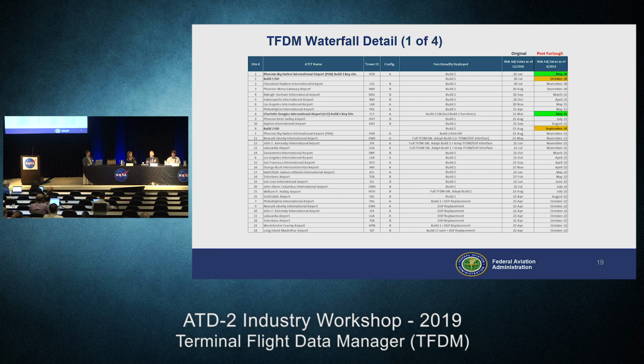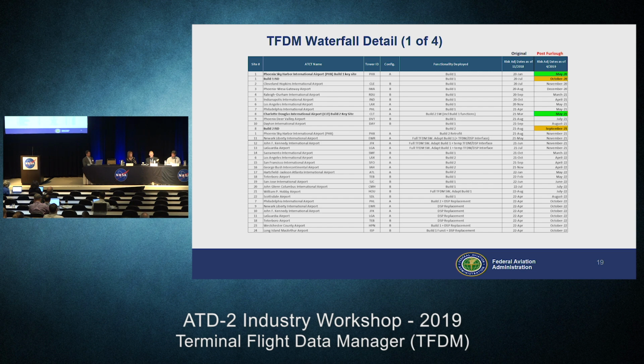So there's a lot of activities that occur on our side to be able to prep for the initial implementation of TFDM. And when we implement the Build 2, there's no additional hardware that has to be installed. It's just layering on software capabilities, turning on new functions, and obviously working with the operators to be able to implement the surface metering.